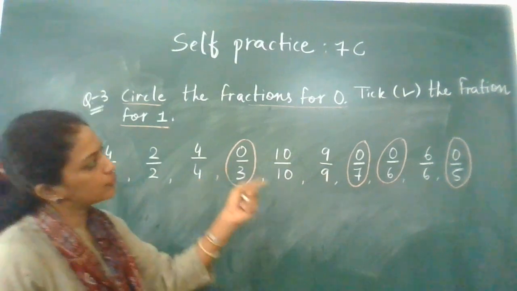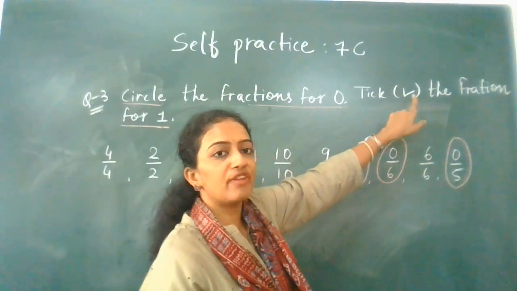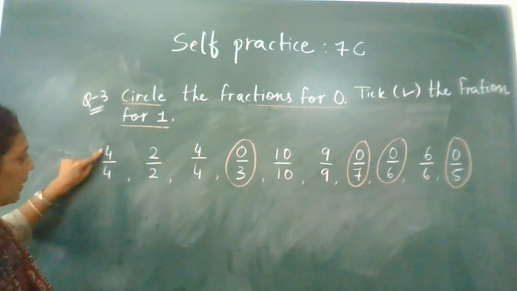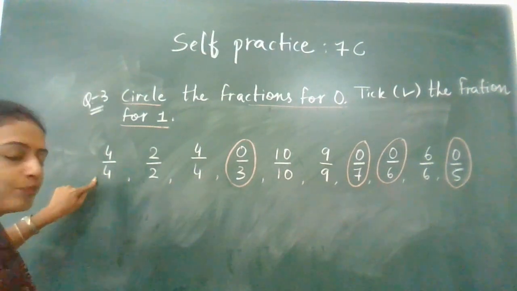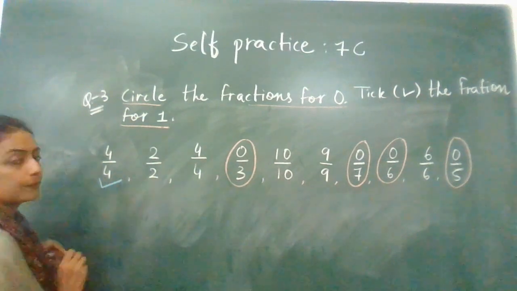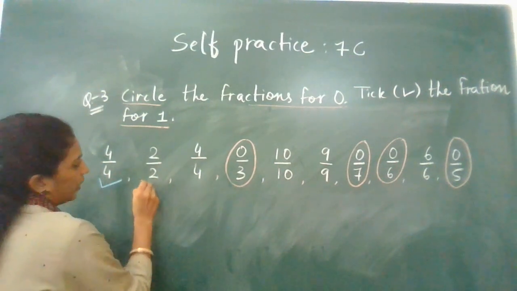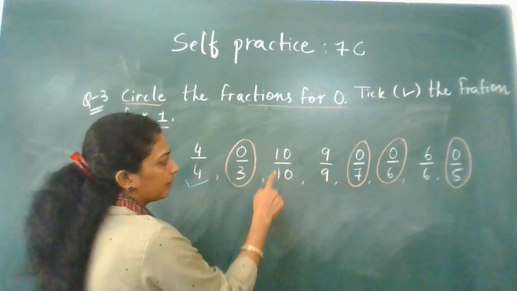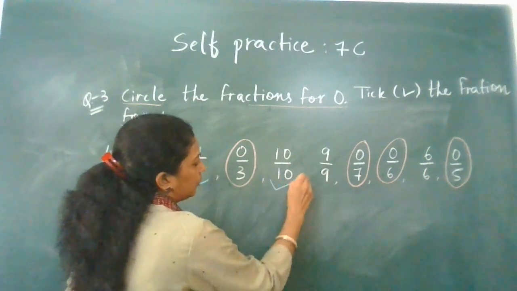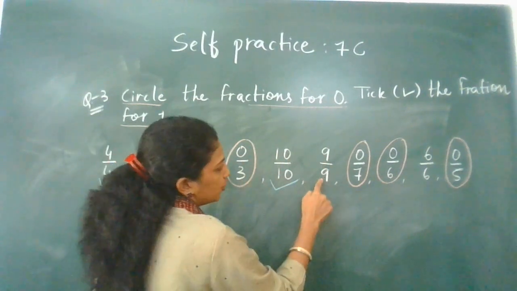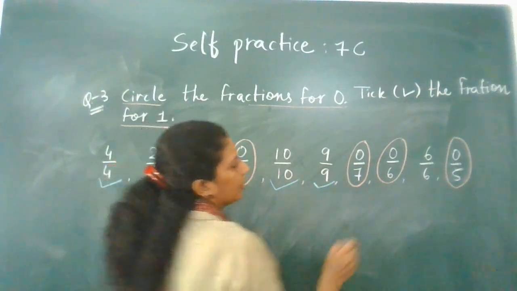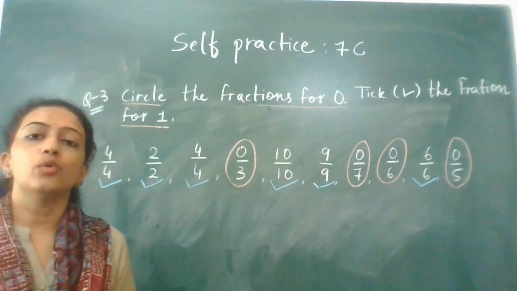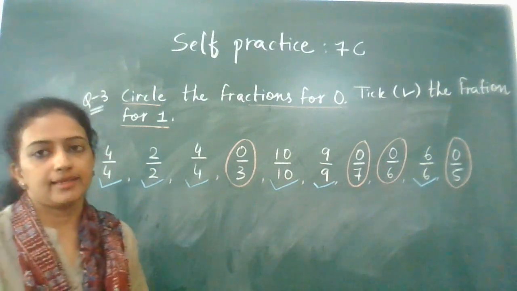Okay, now let's move to the next point, that is ticking the fractions for 1. So fractions for 1 are those where the numerator and denominator are the same, which is equal to 1. This is the same, so equal to 1. This is the same, so equal to 1. Numerator, denominator is the same, so equal to 1. So this way you can do question 3 in your textbook itself.